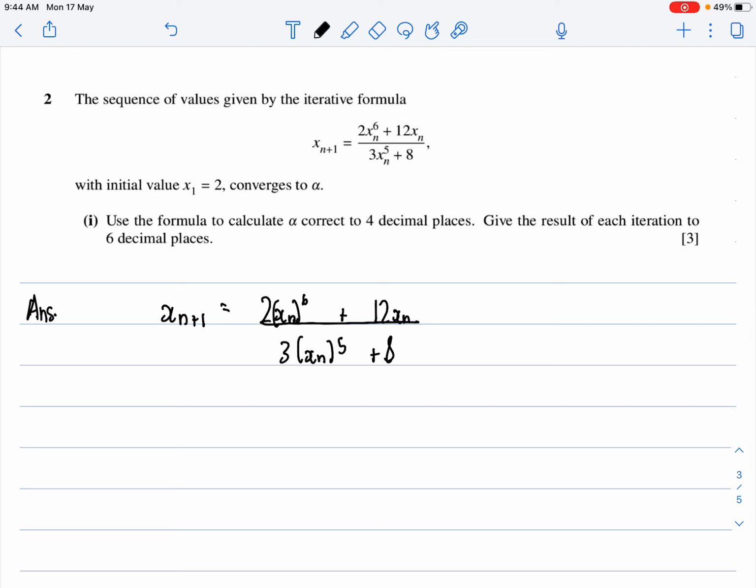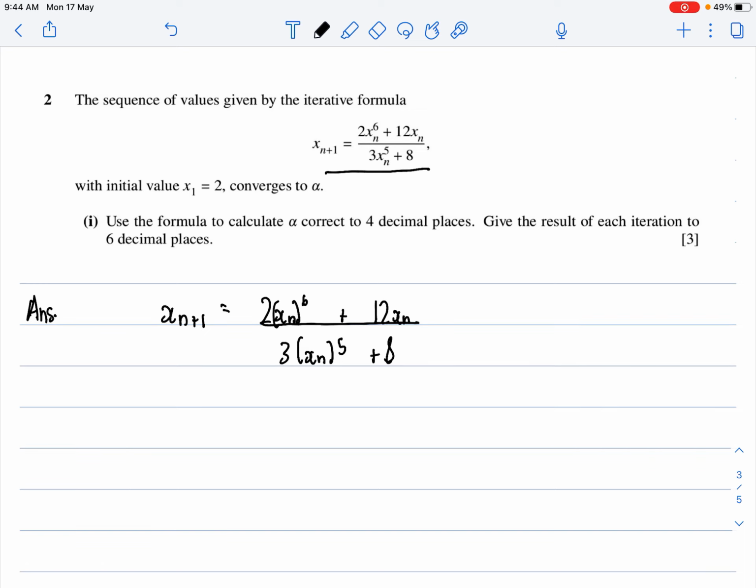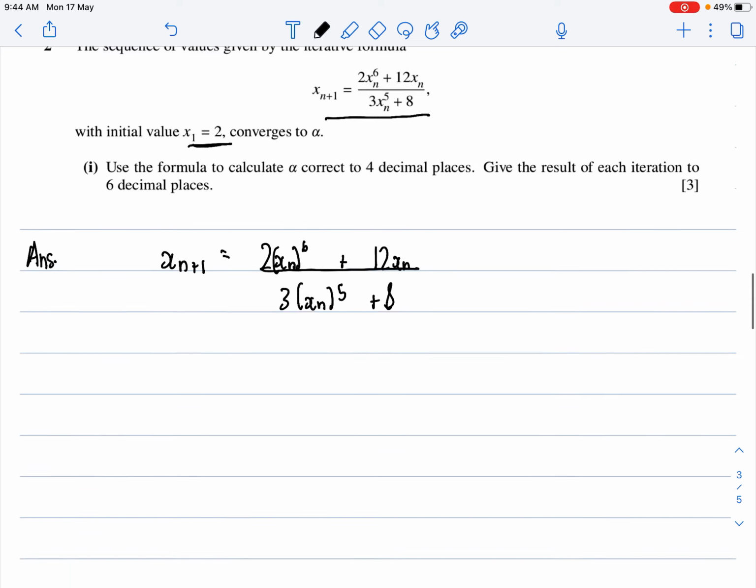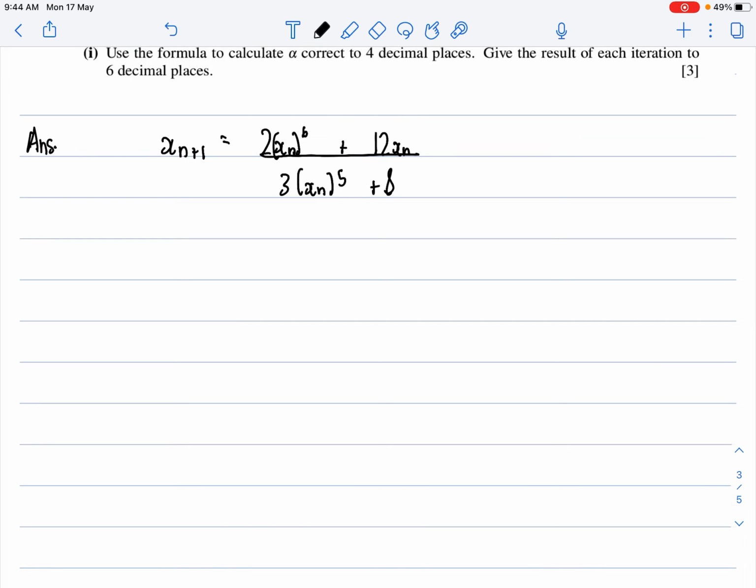This is the second question of the paper. As you can see, they have given us an iterative value. They have given the value of x1 here. So now I need to calculate x2, x3, x4, x5 and then get the final iterative value.